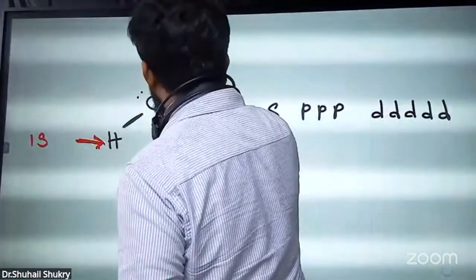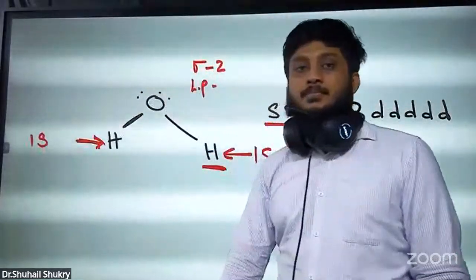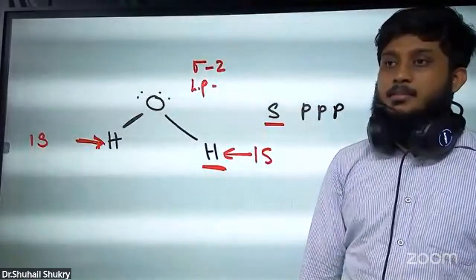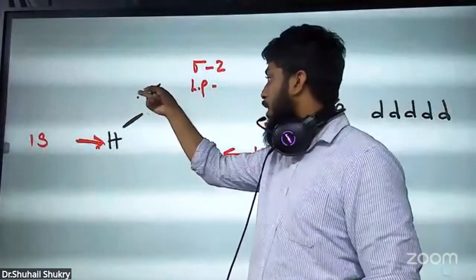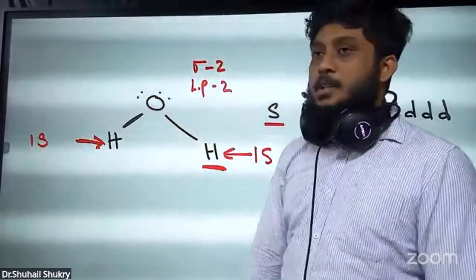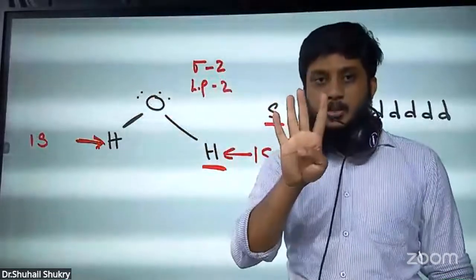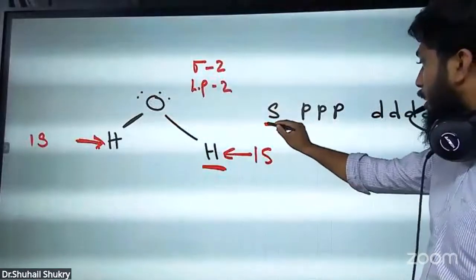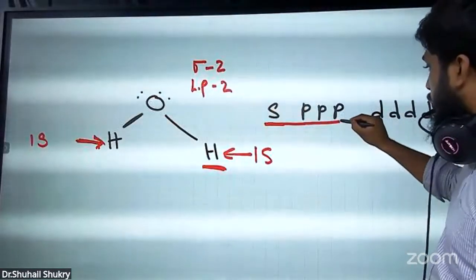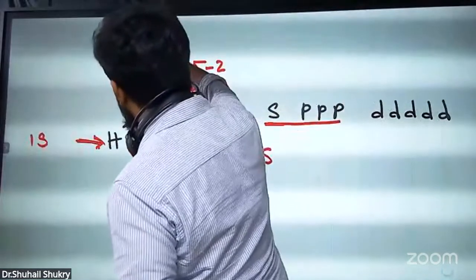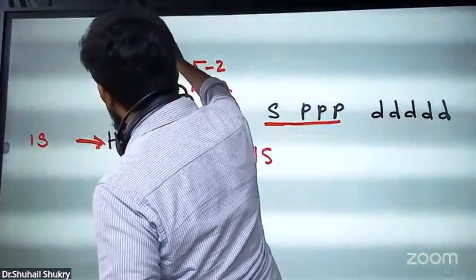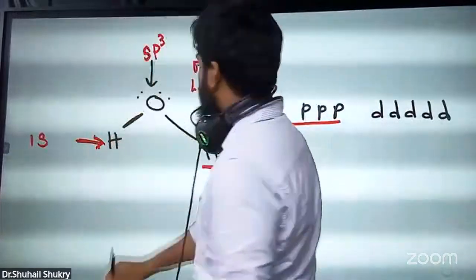Tell me how many lone pairs there are for oxygen. You know what a pair is, right? When two things get together, that's a pair. Then how many pairs are here? 1, 2. So lone pairs are 2. Then altogether, how many things are involved? 4 things are involved: 1, 2, 3, 4. Then what is the hybridization? sp3. This oxygen has sp3 hybridization.